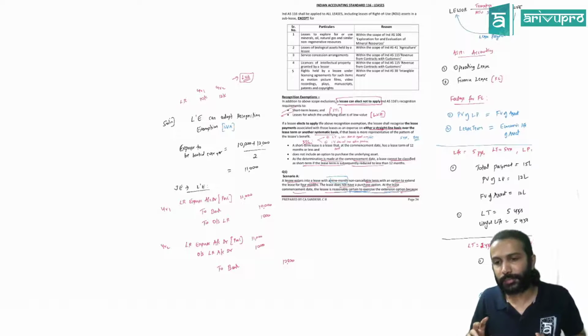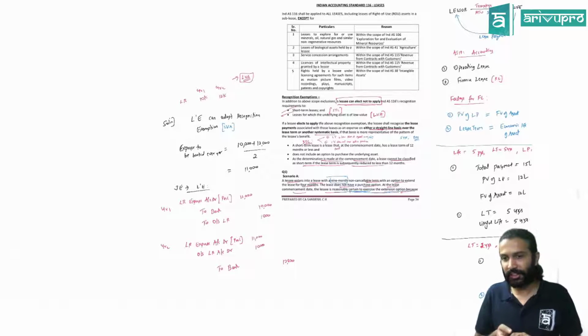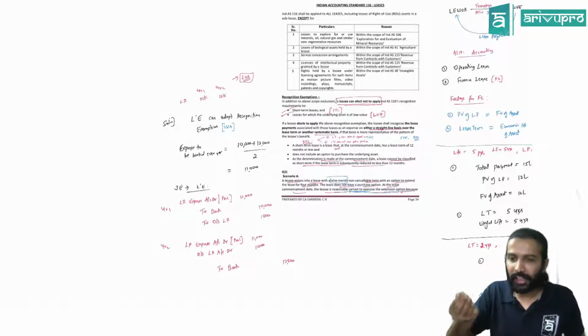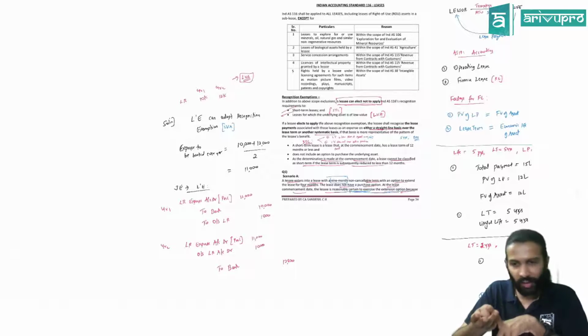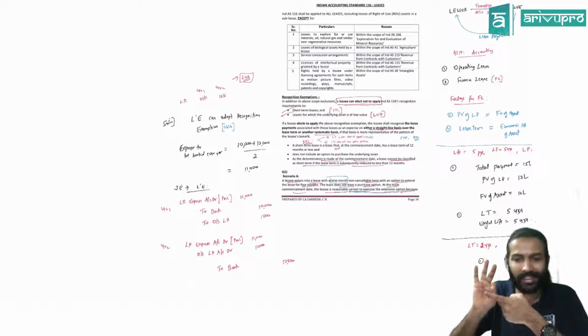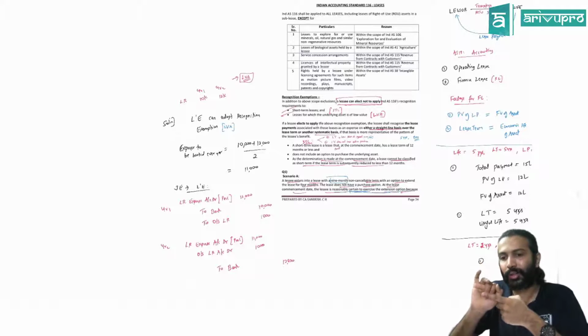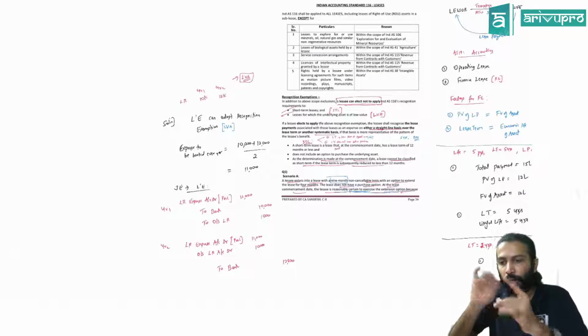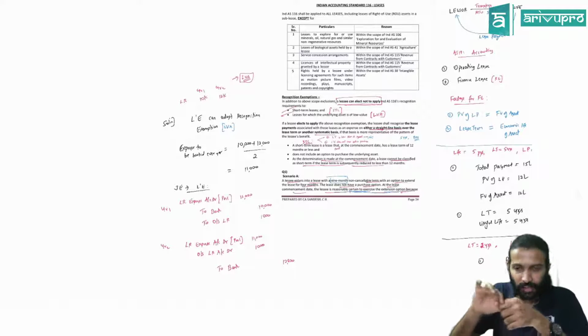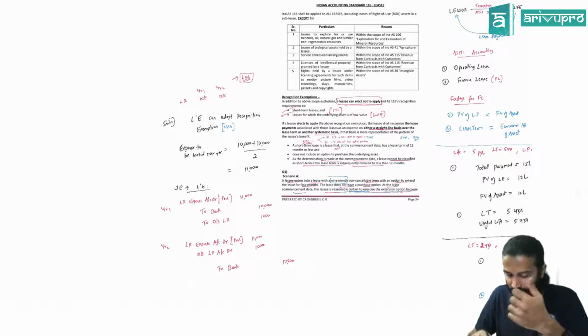Low value assets means, first of all, it has to be an asset. Asset means it should be used independently. The lessee should be able to use the asset on its own or with existing resources. Two, it should not be highly interrelated. And the third condition is that you should not sublease the asset. That's the condition.